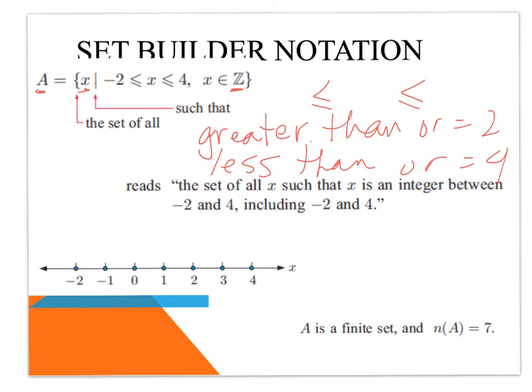Okay, so if we draw that on a number line, we have integers, so there's nothing in the middle. It's just all whole number integers, and it includes -2, -1, 0, 1, 2, 3, and 4. Those are all part of that set. So we say that A is a finite set, and the number of elements in set A, if we count them, 1, 2, 3, 4, 5, 6, 7, is equal to 7.